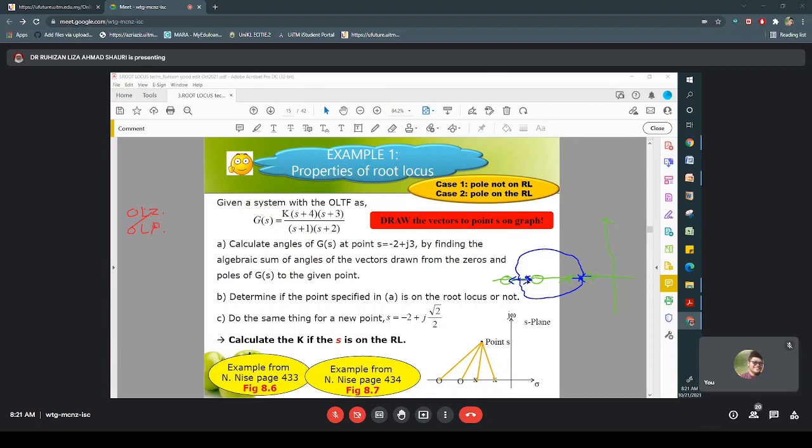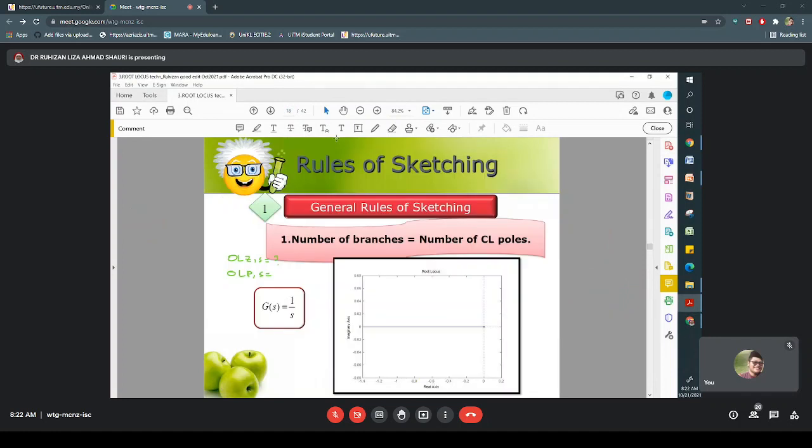What I want to say about a branch is that one root from the pole to the zero is called one branch. Here, how many branches do you have? Two, right? One here, and another one down here. So you have two branches. Now back to page 18 just now. It says the number of branches must equal the number of closed loop poles or the open loop poles. That's okay because the number of closed loop poles is also the same as the number of open loop poles.